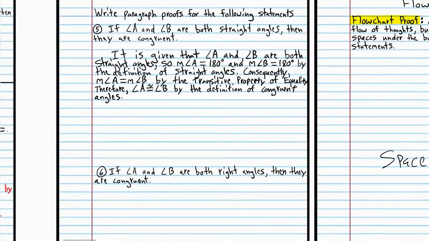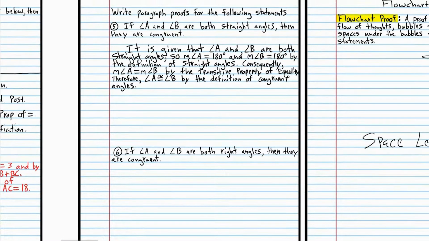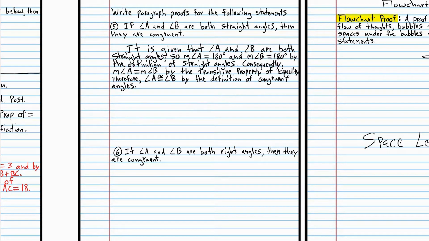So for number 6, I want you to write a paragraph proof. Now I'm not actually giving you the 2-column form in these problems. It just says write paragraph proofs for the following statements. So you're going to have to think about this one on your own, but the good news is this proof here that I just did is almost exactly the same type of proof. So we're starting really easy here. So go ahead and try number 6. Figure out how to prove it, then put it in paragraph form, and when you come back, we'll do it together.